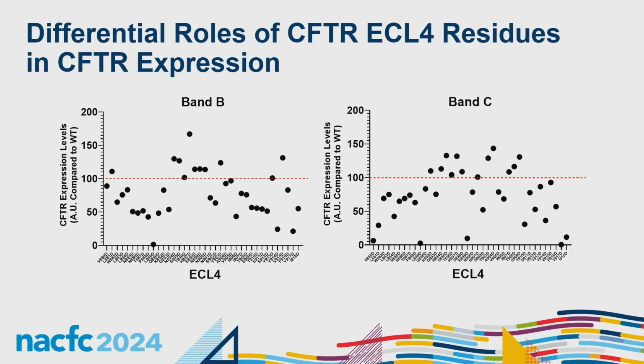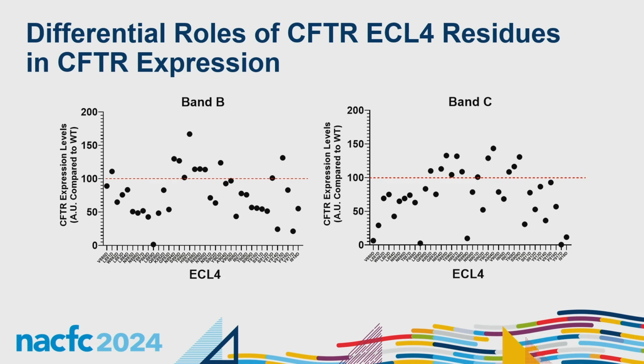So generally, if you just look at the image, you can see that the majority of the ECL4 aspartic mutants have lower CFTR expression, and only small fractions of CFTR variants show higher CFTR expression.